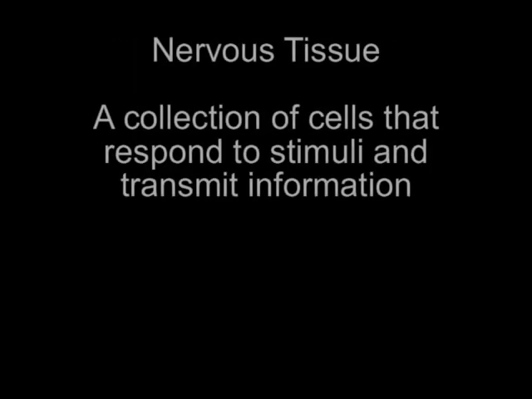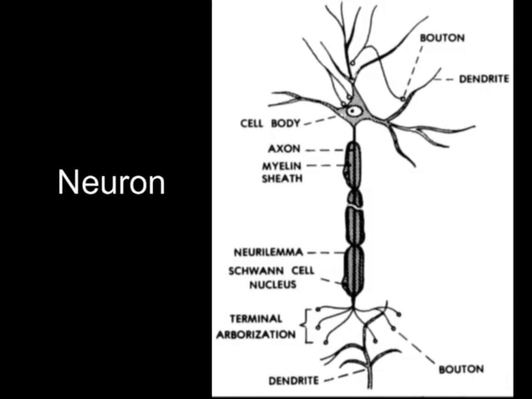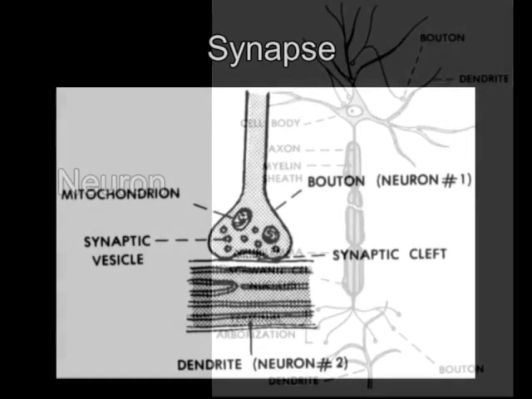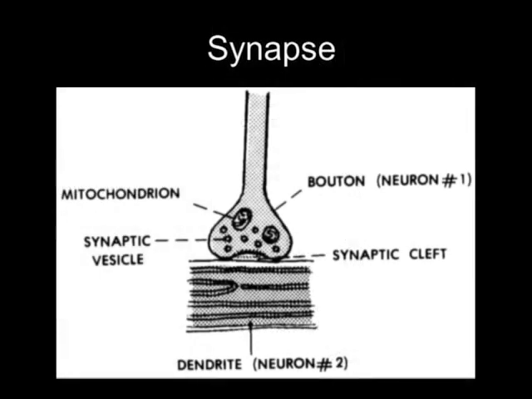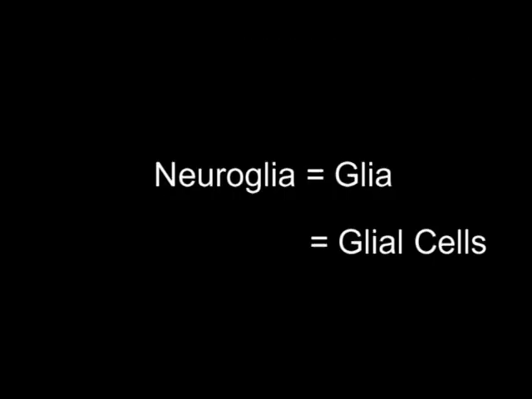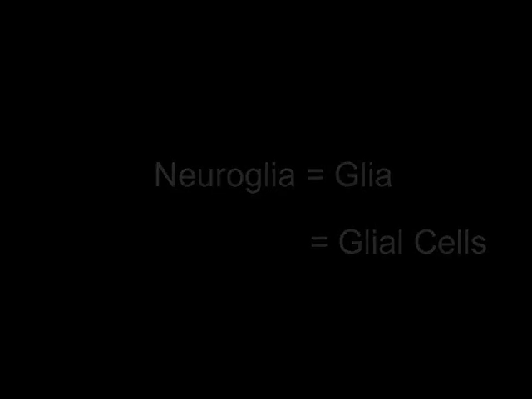Nervous tissue is a collection of cells that respond to stimuli and transmit information. A neuron or nerve cell is the cell of nervous tissue that actually picks up and transmits a signal from one part of the body to another. A synapse is the point at which a signal passes from one neuron to the next. The neuroglia, also known as glia, is made up of supporting cells of the nervous system, or glial cells. I'll talk about the nervous tissues in a later session.